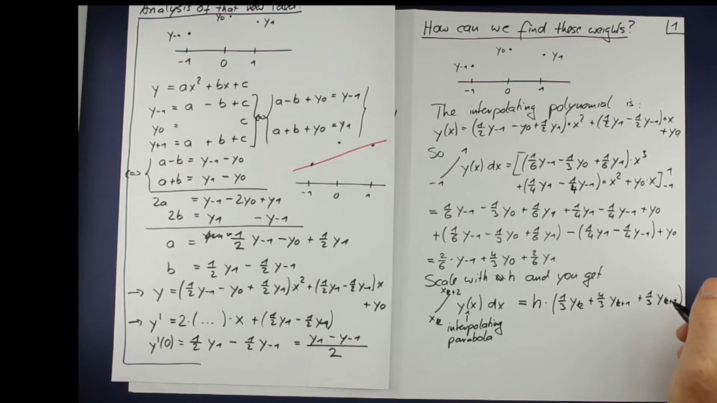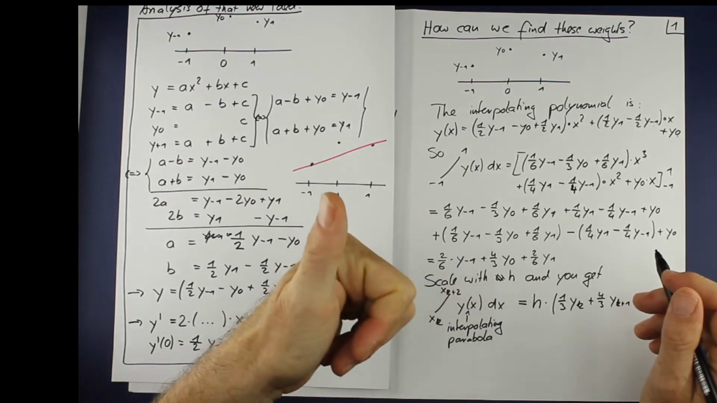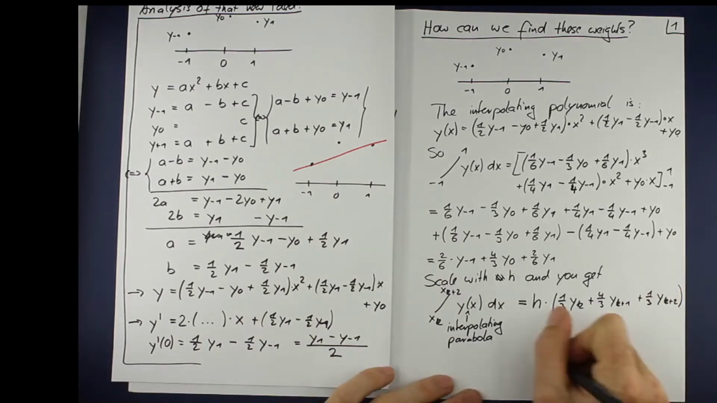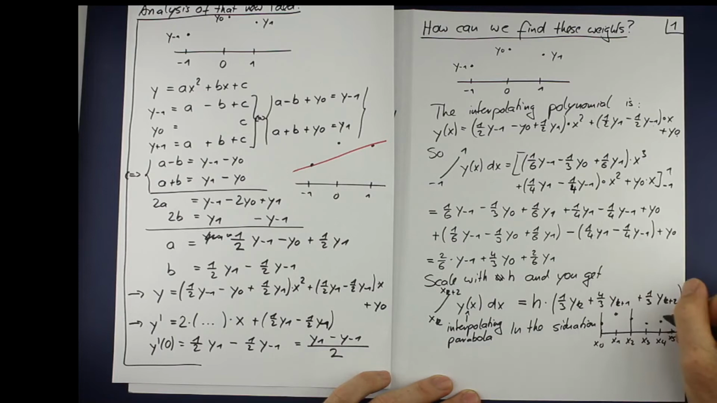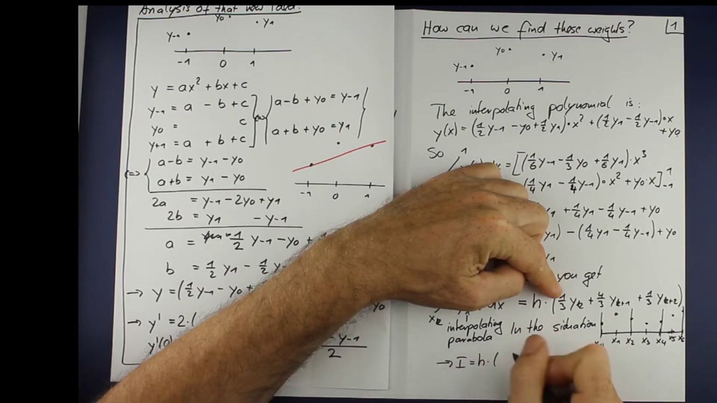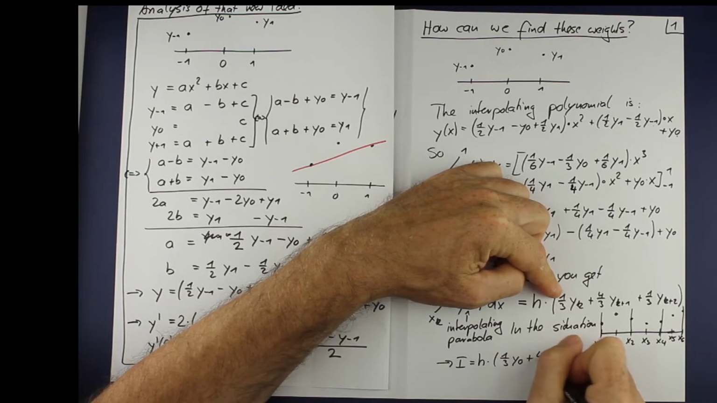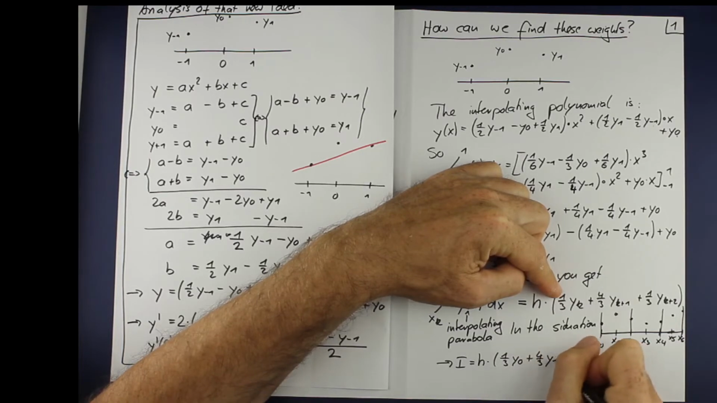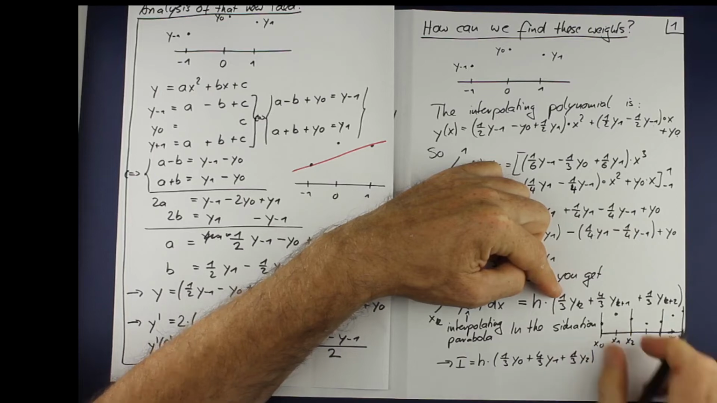And so we have our formula for one interval. If we have more than one interval, then in this case we have 3 parts, and then we get h times 1 divided by 3 y0 plus 4 divided by 3 y1 plus 1 divided by 3 y2. That's for the first part.